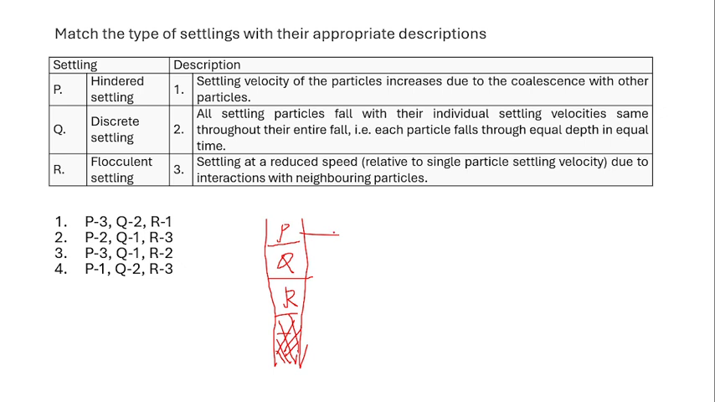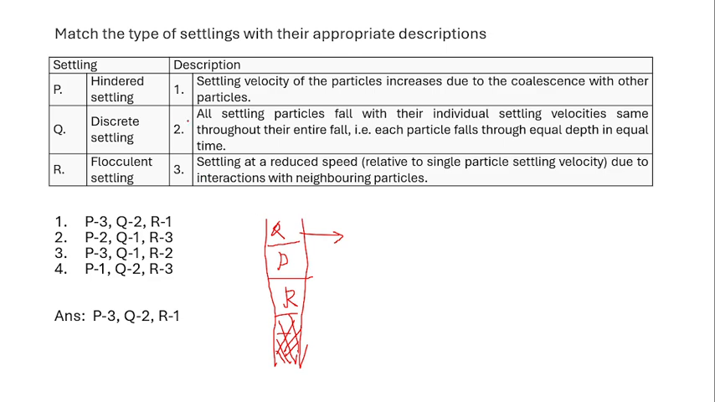So in this zone, what is happening? In the hindered settling, the speed will be reduced, right? So the right answer is hindered settling. It is settling at a reduced speed due to the interaction with the neighboring particles. Here the order is different. So first comes the Q, next comes the P, next comes the R.